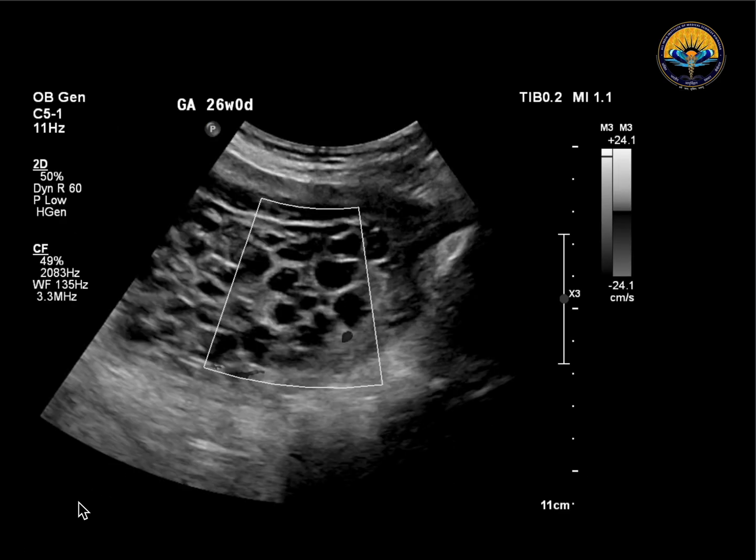Further, we also put on color Doppler, and what we could see was some vascularity in the septal component. However, we could not find any fetal pole or fetal cardiac activity in this case.